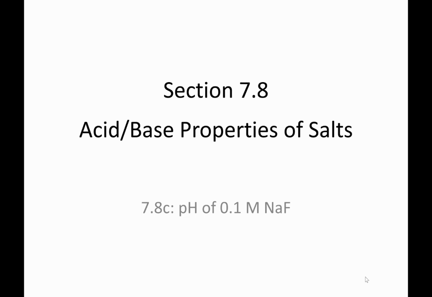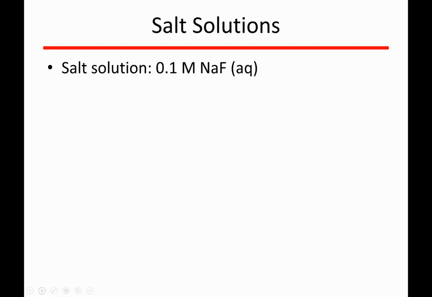Now let's talk about finding the pH of a 0.1 molar NaF solution. So NaF is also a soluble salt, right? We know it's a salt because it contains a metal, Na+, and a nonmetal ion, F-. So we're going to dissociate it completely into its Na+ and F- ions. We'll write that reaction out.